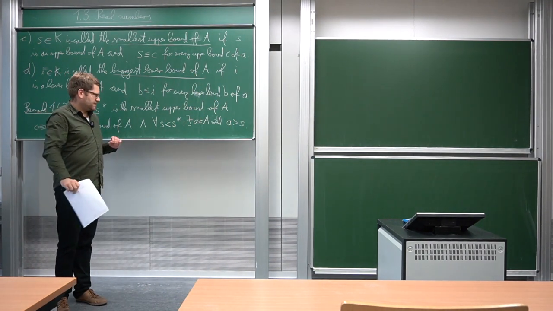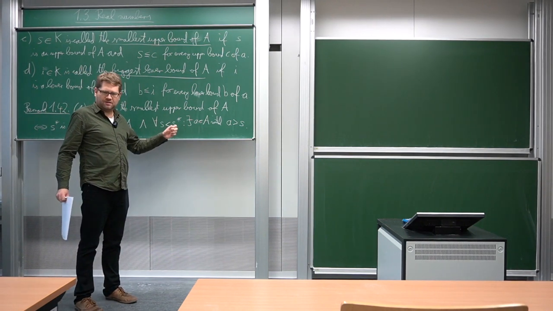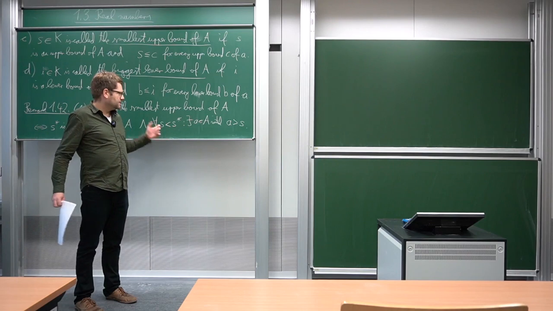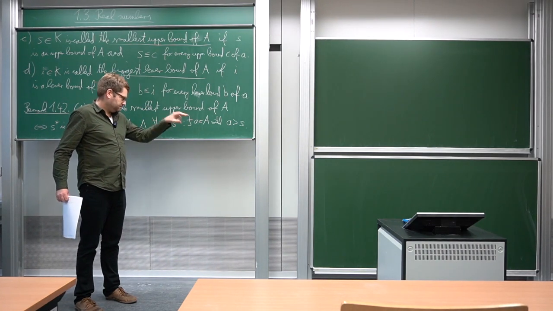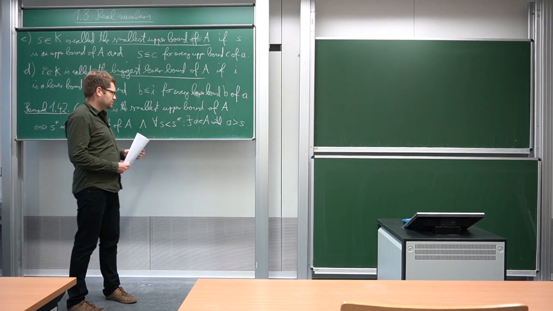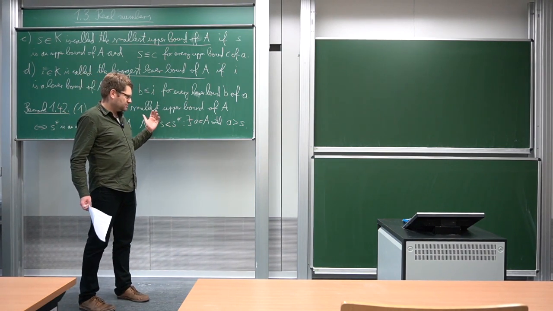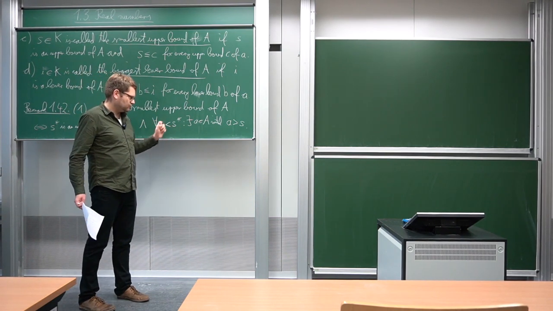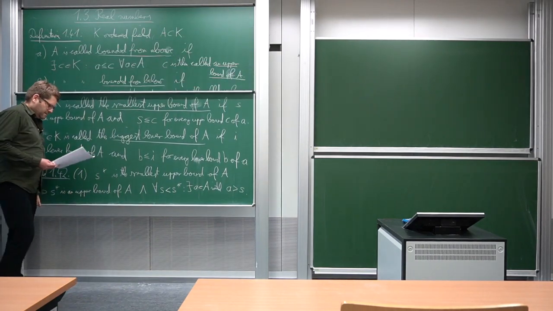And this is something you can check. You take any number which is smaller than your favorite number that you want to check to be the smallest upper bound. Then you can find some element of A such that this holds. So this is something you can explicitly compute. And if you want to show that something is not a smallest upper bound, you can contradict this. So there are several ways of making use of this.